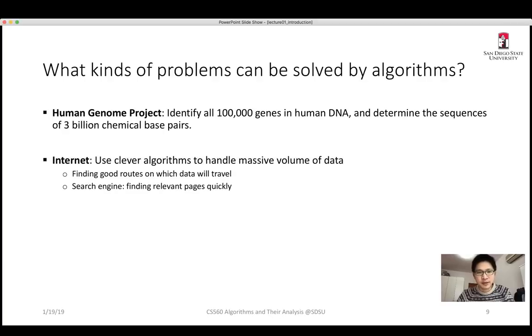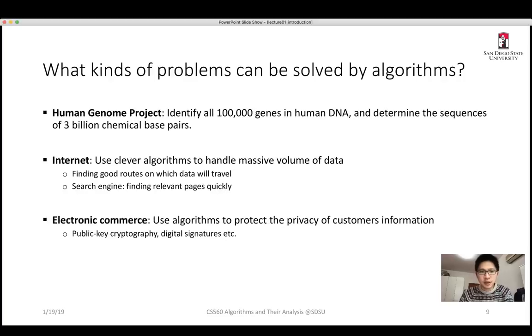And in the realm of the internet, we have a full range of algorithms to handle massive volumes of data. For example, in our routers, there are hardwired algorithms that try to find the good routes on which the data packets can travel. And whenever you use Google or other search engines, the algorithms running behind the search engine will find the relevant pages according to your input query as quickly as possible.